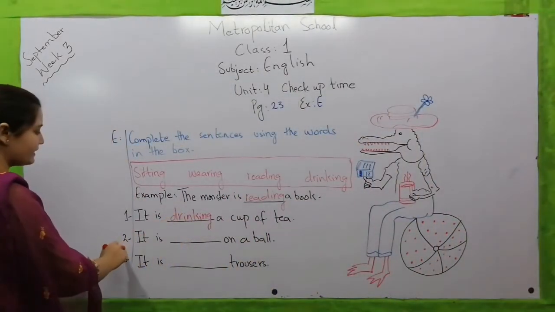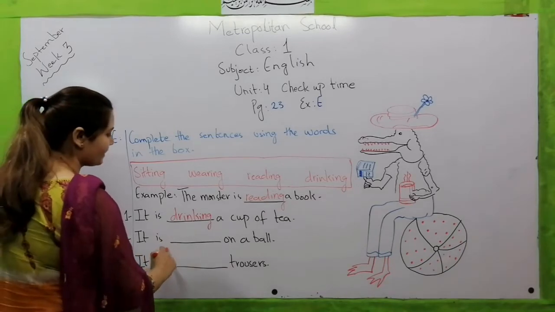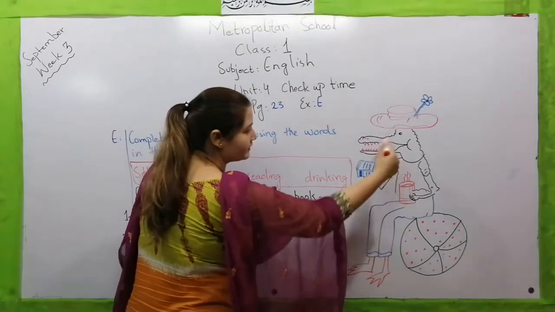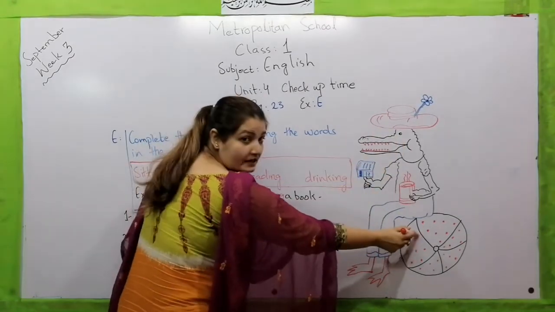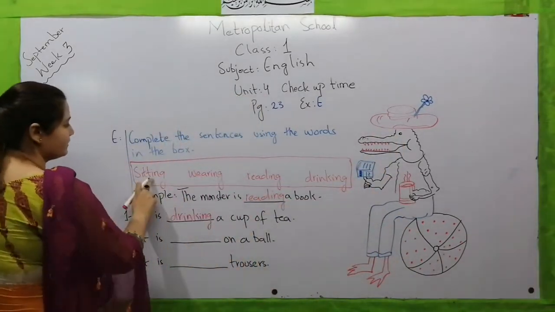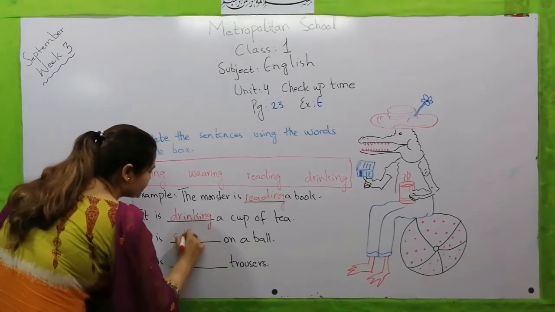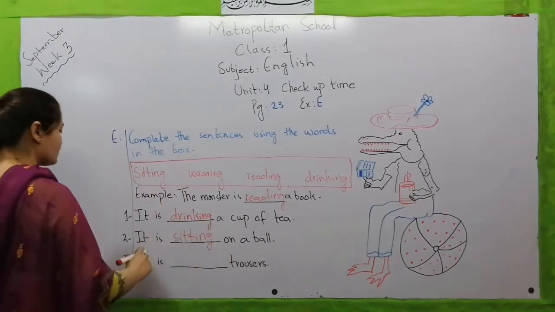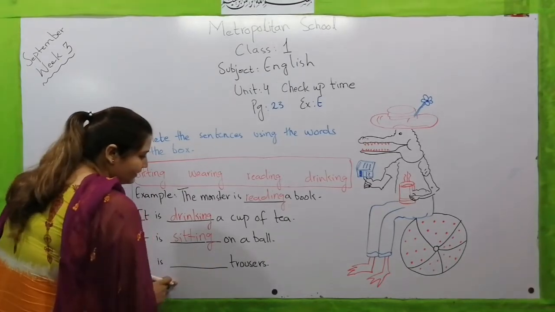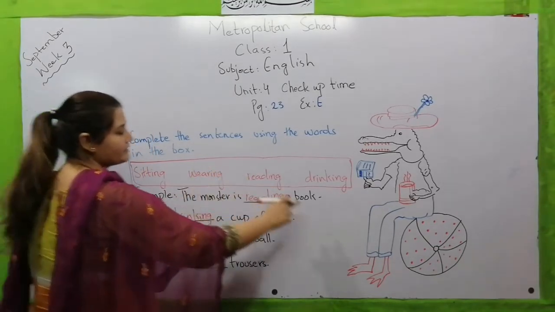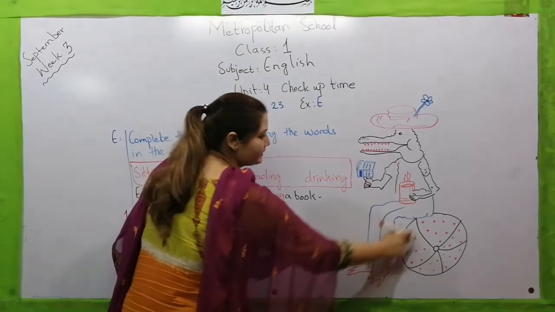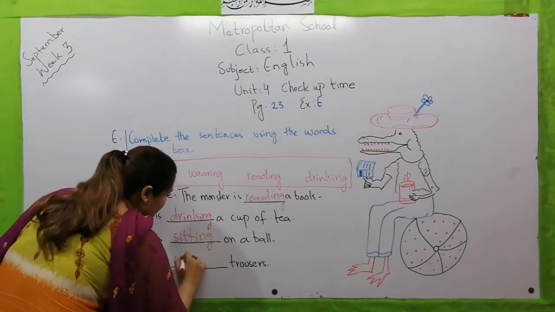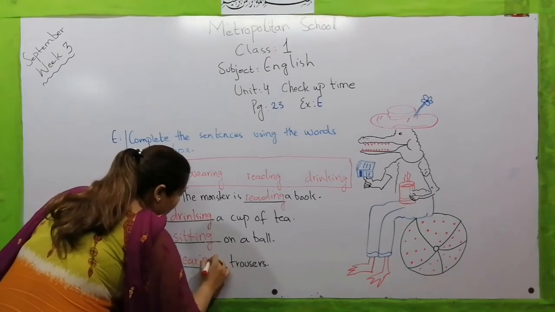Let's move towards the next sentence. It is blank on a ball. What is it doing on a ball? This monster is sitting on this ball. So we will write this word sitting right here to complete this sentence. And the last one is, it is blank trousers. What is it doing? It is wearing these trousers. So we are writing this word wearing right here.